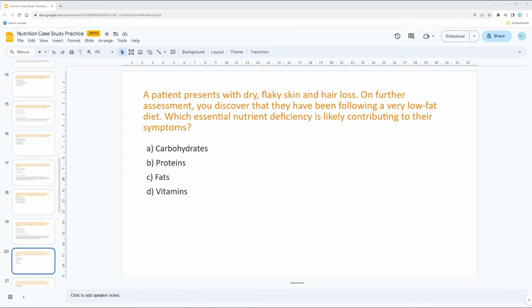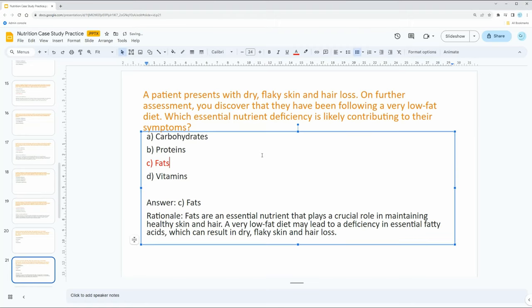But what nutrient deficiency is contributing to these symptoms? Could it be carbs, proteins, fats, or vitamins? Let's just move right into it. It is going to be fats. So I hope I didn't give you guys the answer.